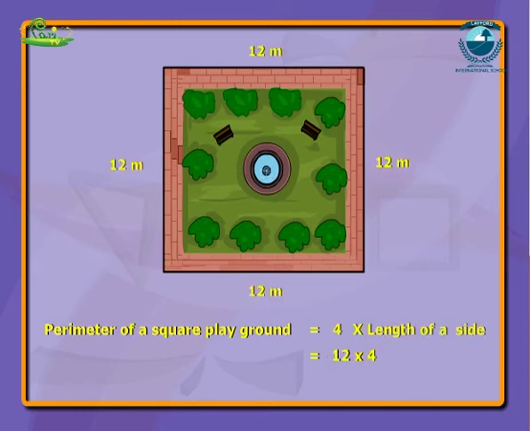12 into 4 is equal to 48 meters. Very good.